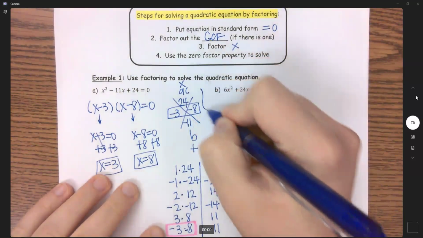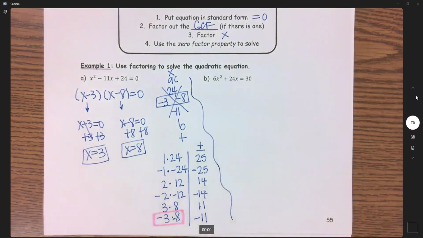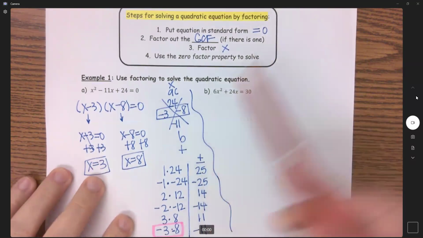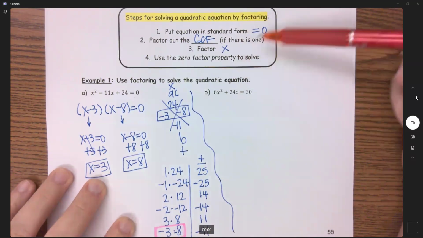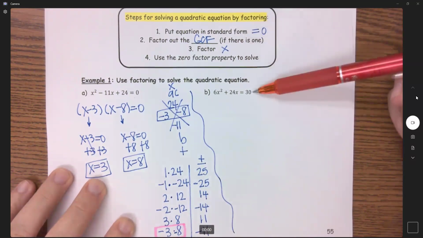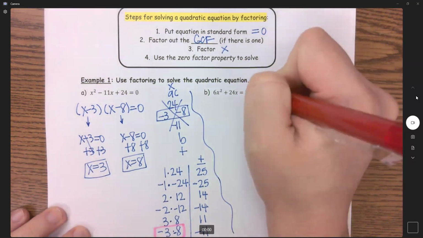Let's continue on and do part B here. I'm going to change colors just so we can keep these separate. So part B, we're going to need to use all of these steps here. First, I can get it into standard form. This one equals 0. So I need to move this over to the other side.